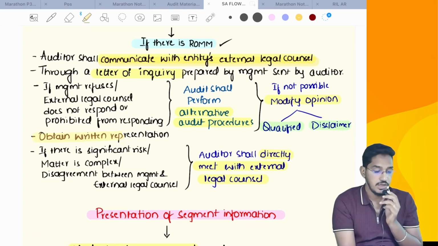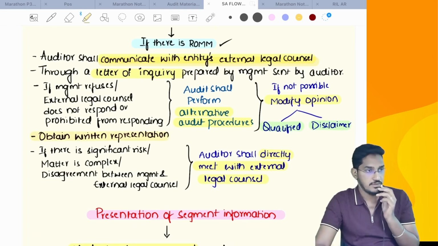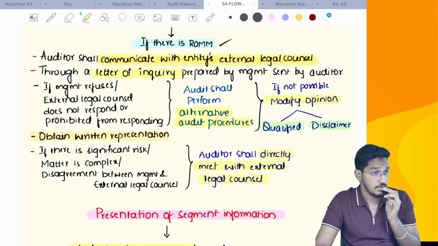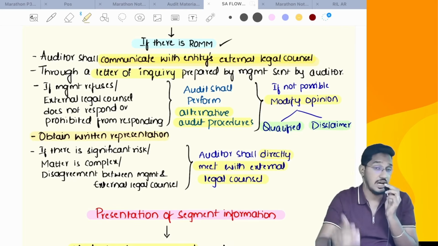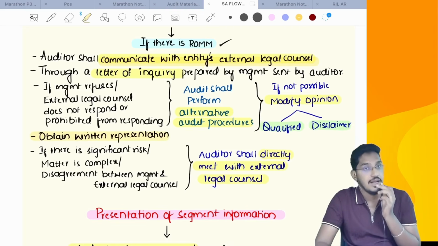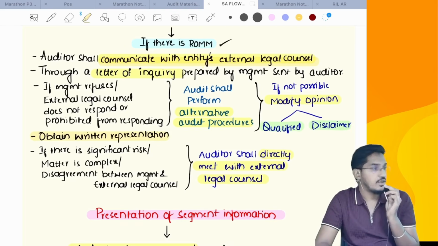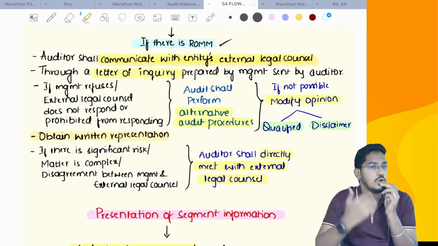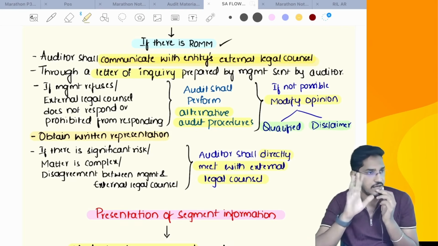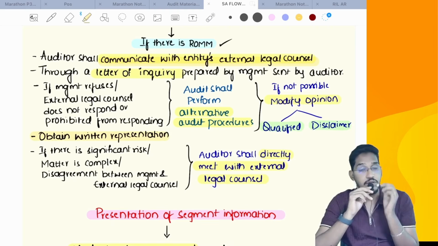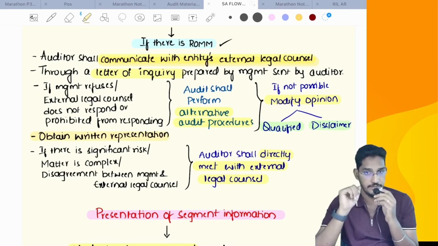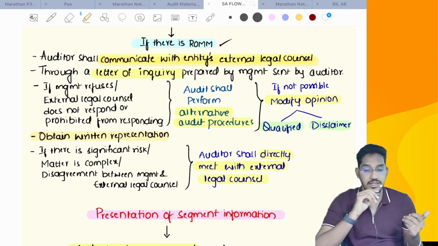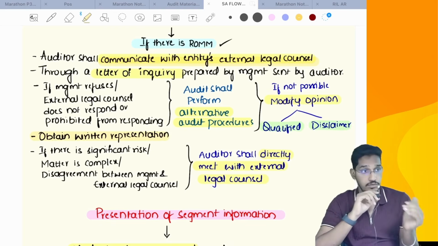In addition to that, you are also required to obtain written representations from the management that they have completely disclosed the litigations and claims. They did not hide anything. Ask for the written representations also. And in some cases, you might feel that communicating through a letter of inquiry alone will not be enough. Sometimes you will feel the need to go and meet with the entity's external legal counsel directly. The standard says you have to communicate through a letter of inquiry, but sometimes as an auditor, you might feel that a letter of inquiry alone will not be enough.